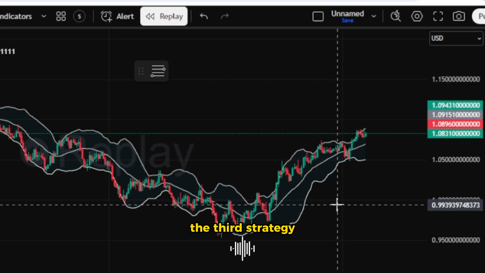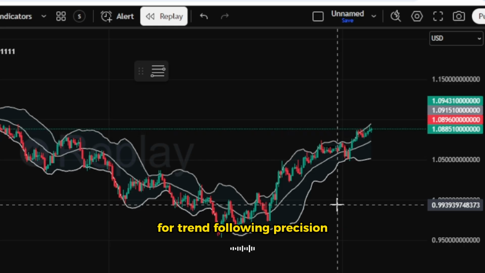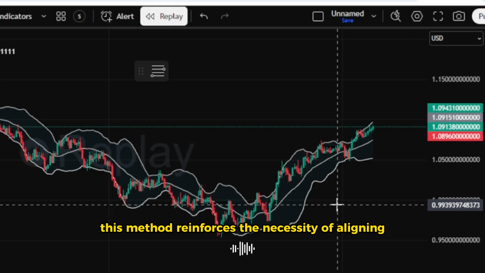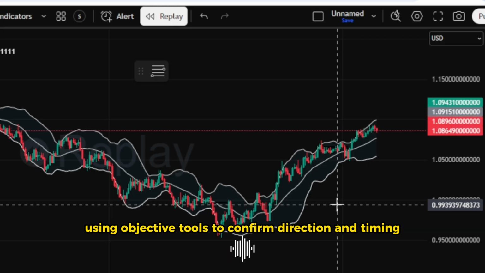The third strategy explored the synergy between Bollinger Bands and exponential moving averages for trend-following precision. This method reinforces the necessity of aligning with prevailing momentum, using objective tools to confirm direction and timing entries with discipline rather than emotion.